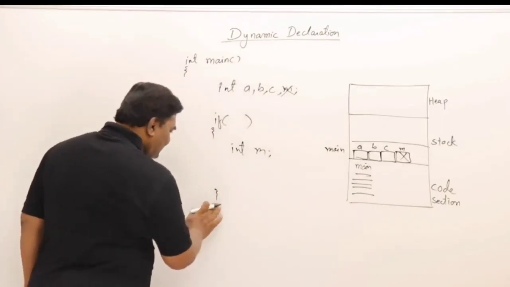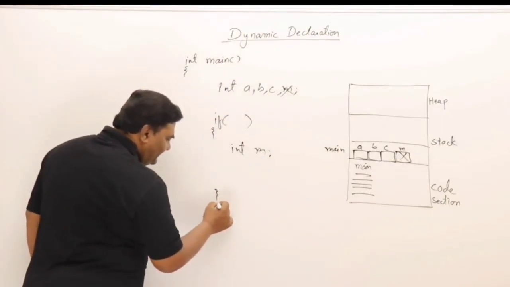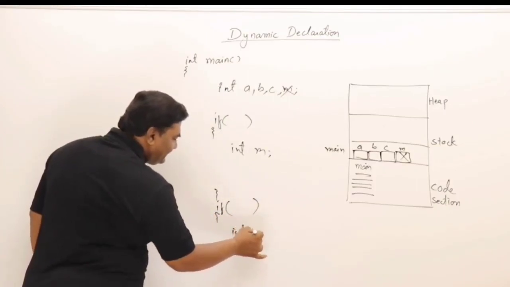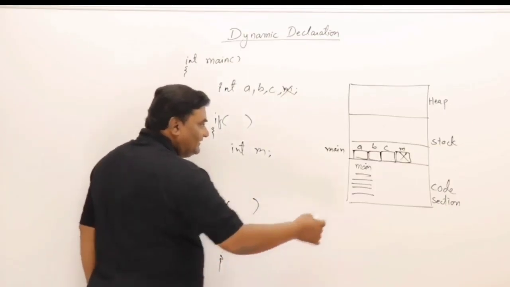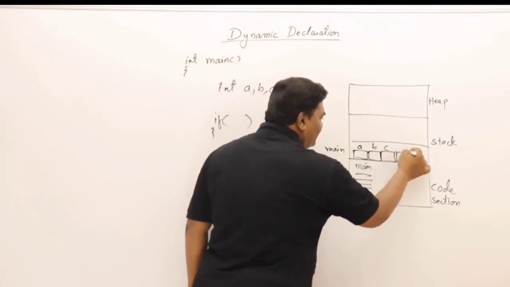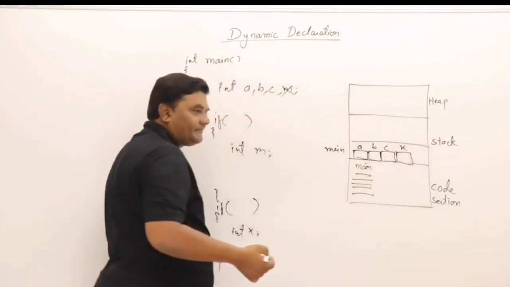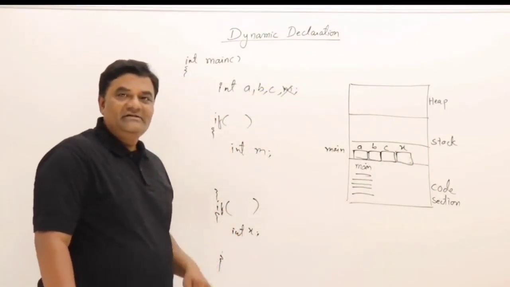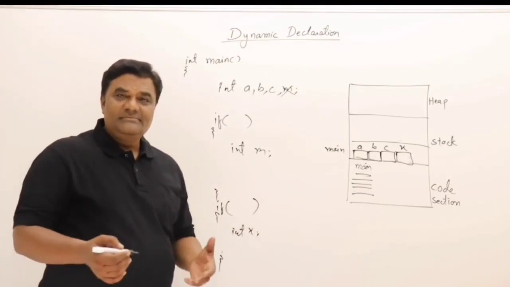And suppose here again you have one more if statement, then inside this again you need one variable, that is x, that is temporarily inside this block. Then again 2 bytes of memory, the same memory, is allocated and utilized for another variable x, and that x will be there in the memory as long as this if is executing. So that is the benefit.